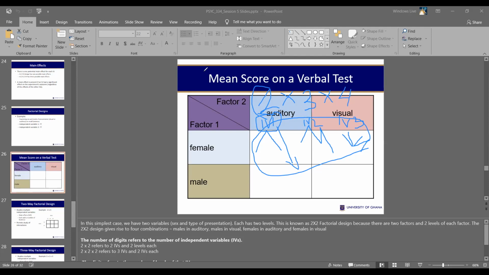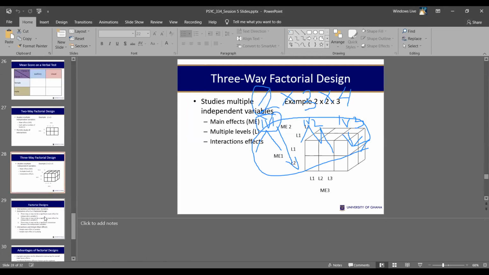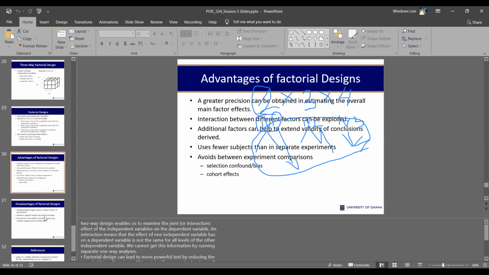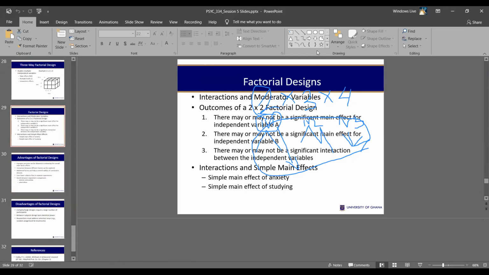All right. So please, any question? Any question when it comes to factorial design? Any question? Okay, Samuel, please be snappy. Samuel, please go ahead.